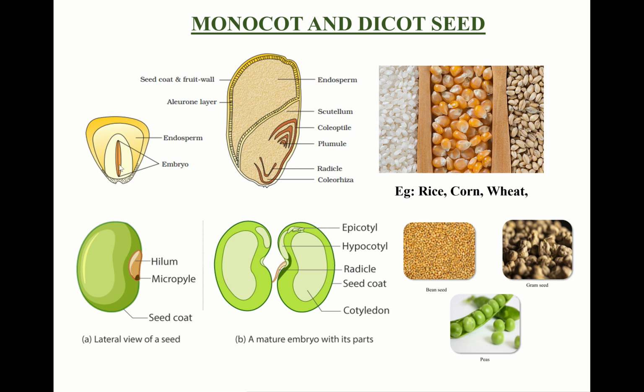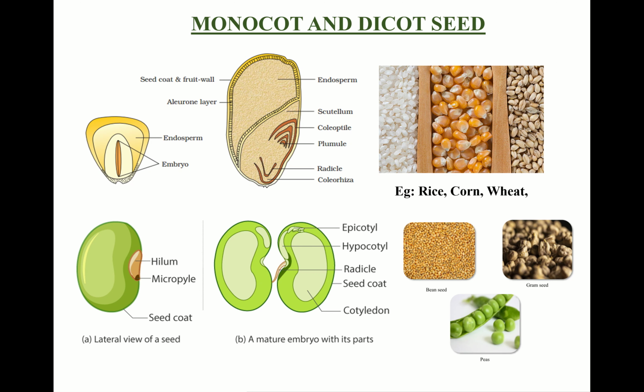Hi everyone, in this lecture we're going to learn about monocot and dicot seed. What is monocot seed? Mono means single, cot means cotyledon. So the plants which have a single cotyledon are called monocots.